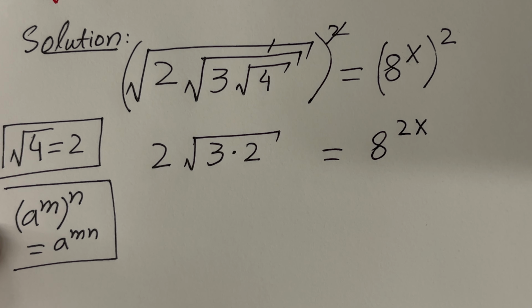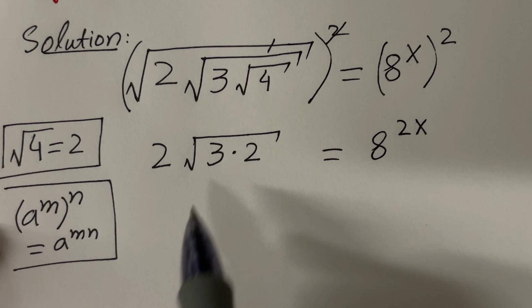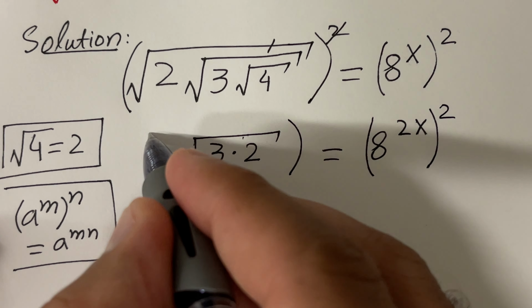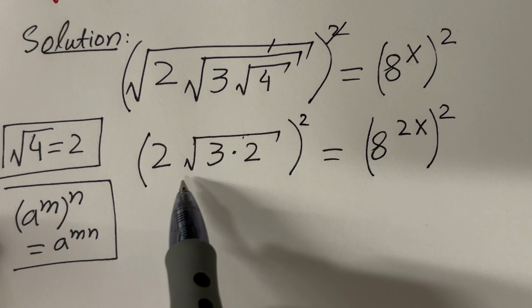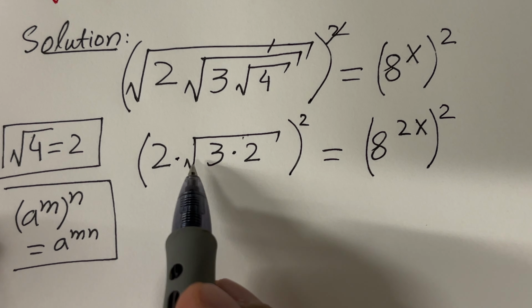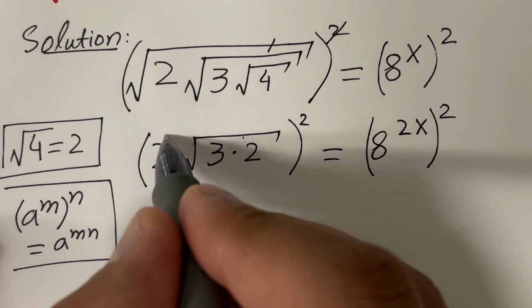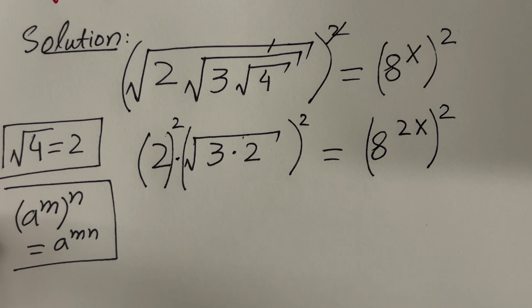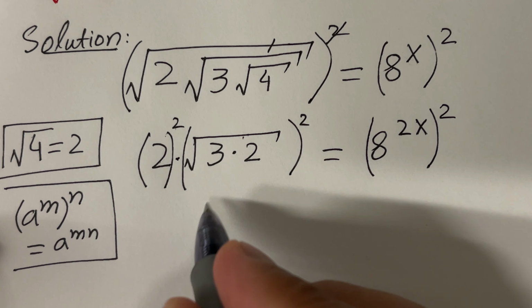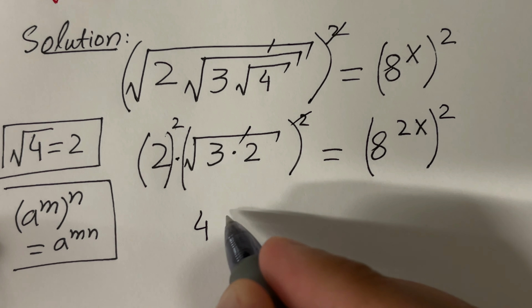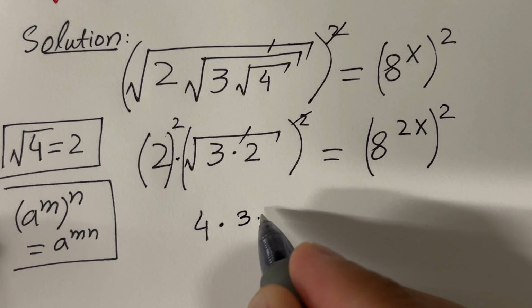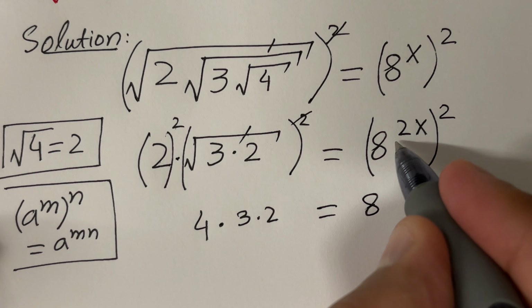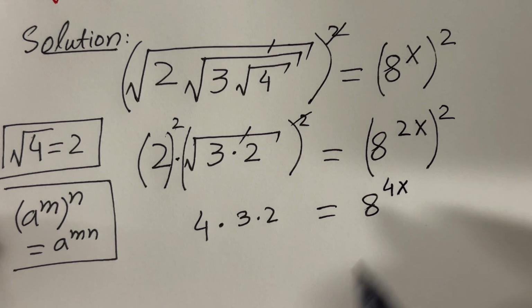So far so good. Now we have again this square root. In order to get rid of this square root, we will take squares on both sides again. But if you look at here, we have two terms and there is a multiplication sign between them. Therefore, you have to take squares on each of them individually. If you do so, then 2 raised to the power 2 is 4. These guys will cancel, times 3 times 2. And the right hand side is, again, let's use this property. So 2 times 2x is 4x.